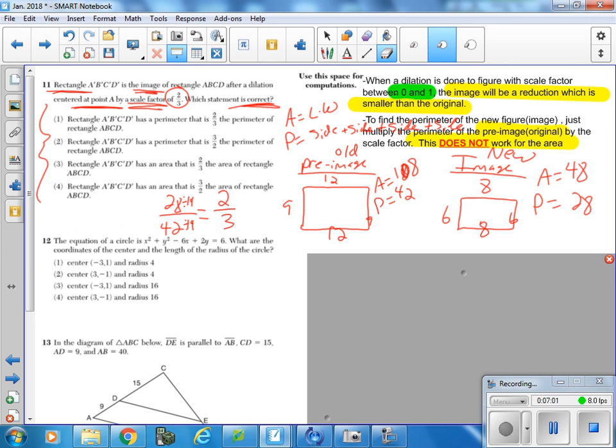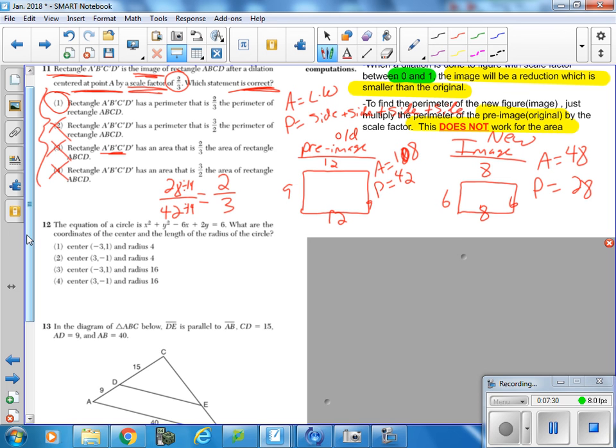So really the point is that answer A is going to be it, because look at our other options. It says rectangle A'B'C'D' has a perimeter that is 3 over 2. No, that would mean that the new one is bigger. Then it says that rectangle A'B'C'D' has an area that is 2/3 the area. Well, we just showed that that's not true. And is the area 3 halves? No. Okay, so our answer is number 1. All right, so go ahead and write that down.